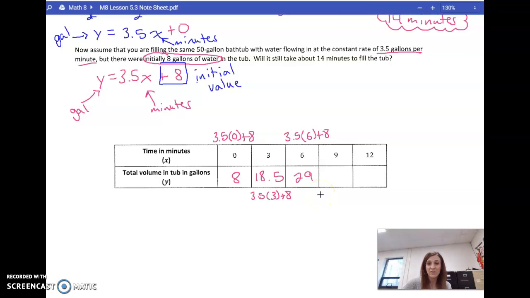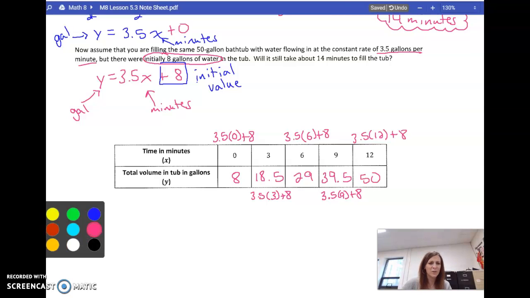And just to finish off here, 3.5 times 9 plus 8, which is 39... no, not 35, 39.5. And then 3.5 times 12 plus 8, which is 50. Okay? So let's go back to the question now.